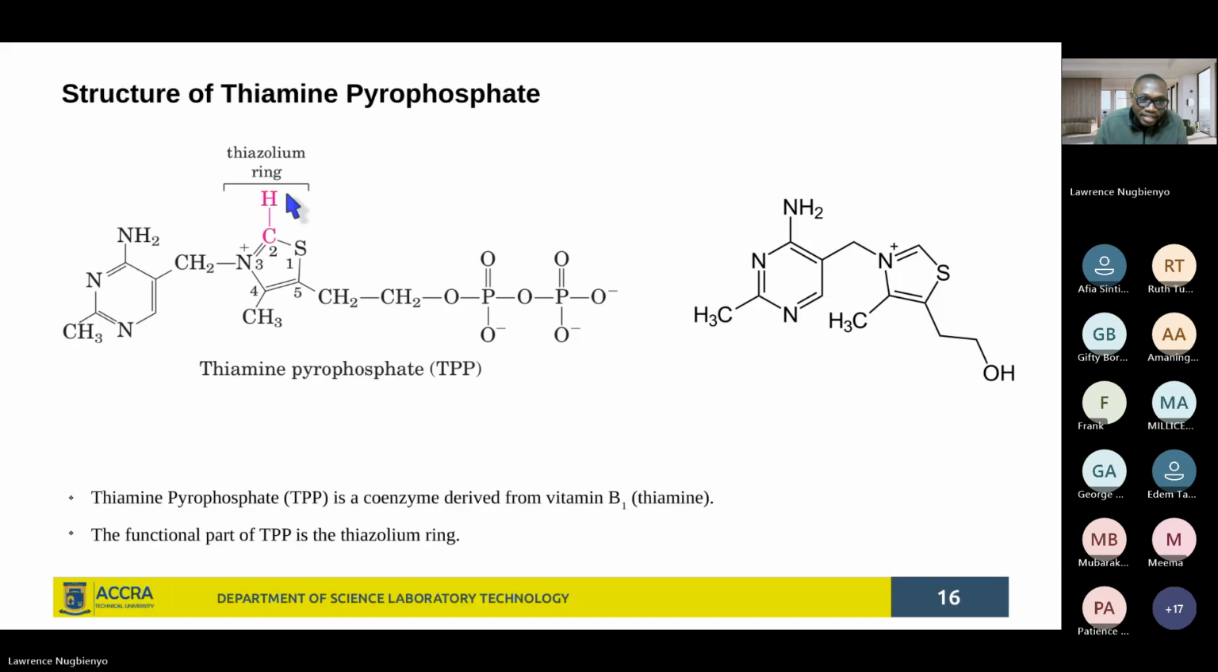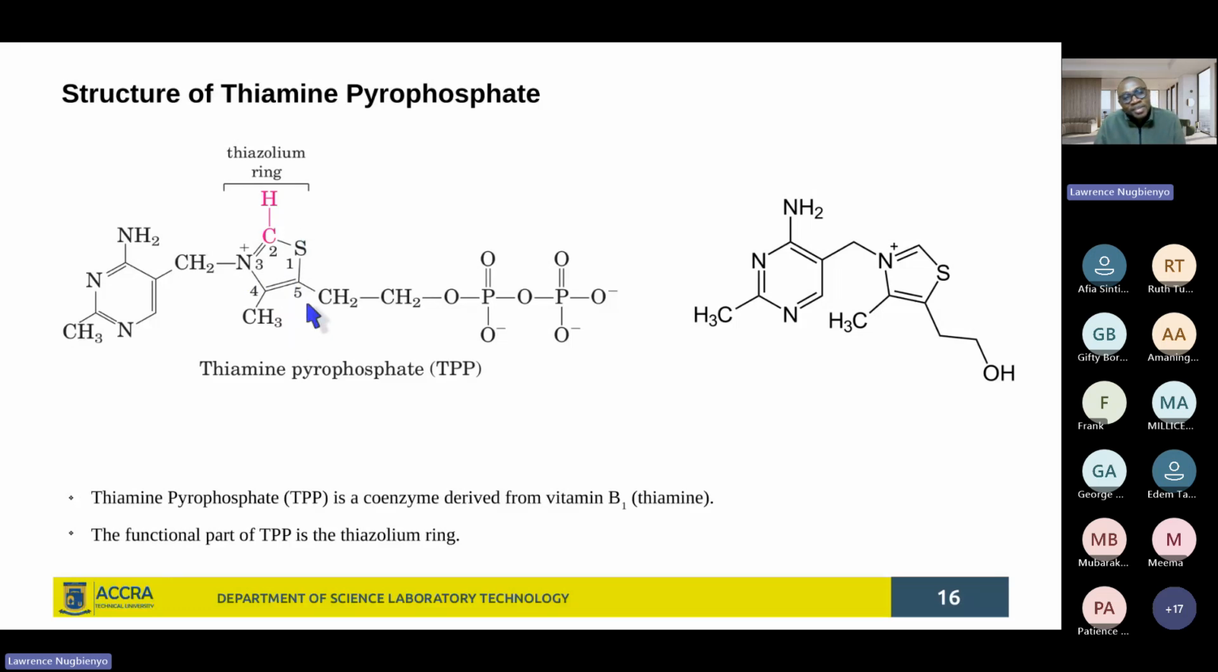Now, this ring in the middle, you see that same ring also in the structure of thiamine, is referred to as the thiazolium ring. Thiazo. So you have thia. Thia is coming from the sulfur. Azo, the nitrogen. So you have thia, sulfur on the first position, nitrogen on the third position. So you have the thiazolium ring.